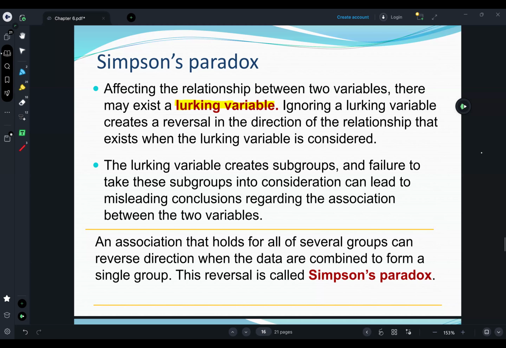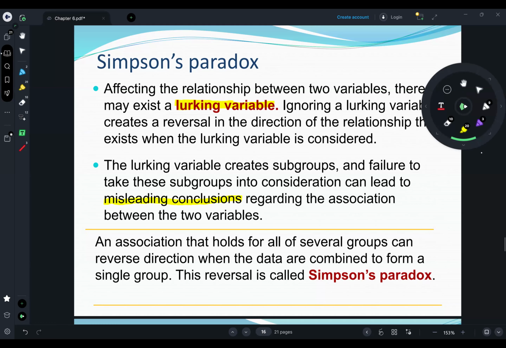So what happens is the lurking variable creates these subgroups, and failure to take them into consideration can lead to misleading conclusions, right? Because you may think that there's something not fair, but maybe it is fair. If you take the lurking variables, variables not already in the study, into consideration, then you can have more trustworthy conclusions.